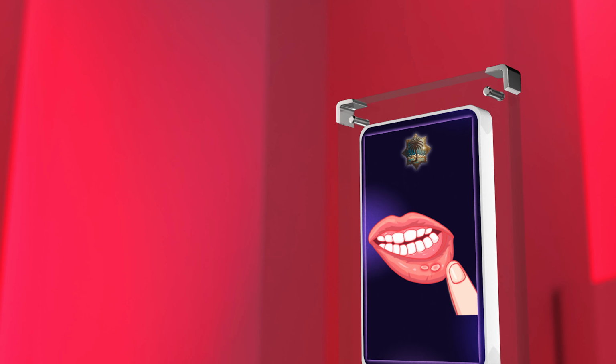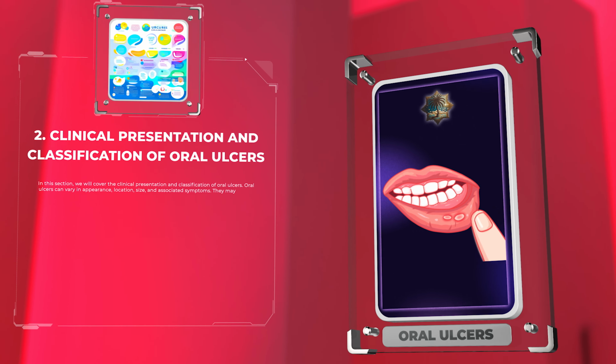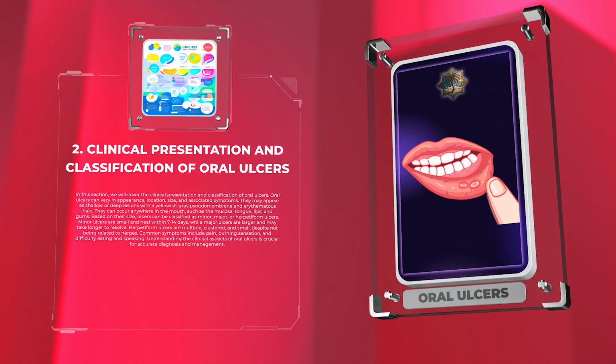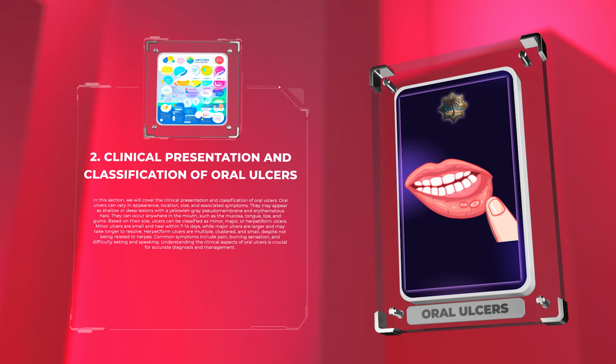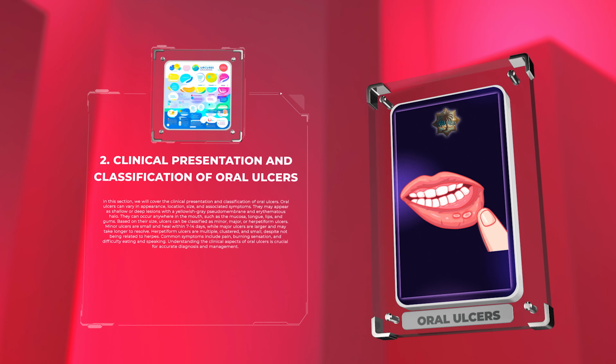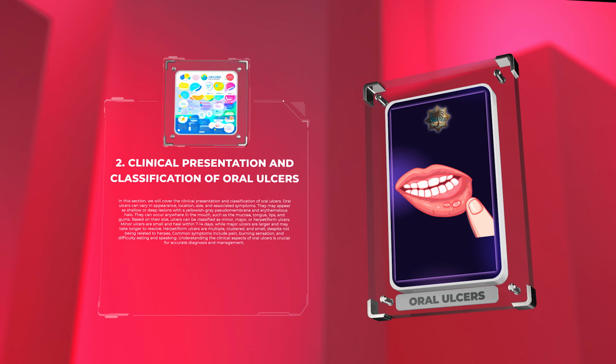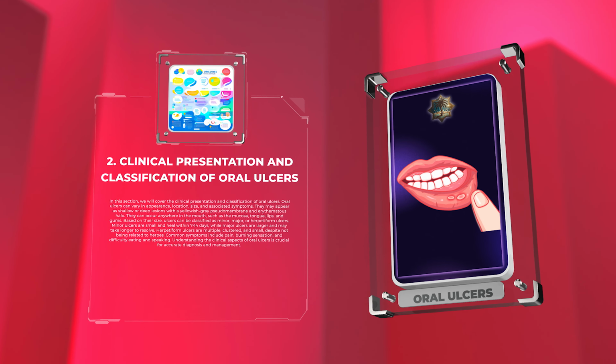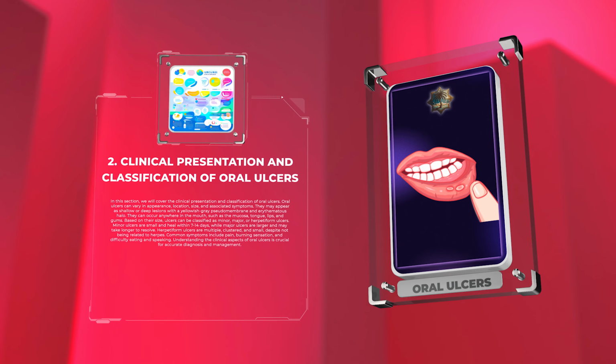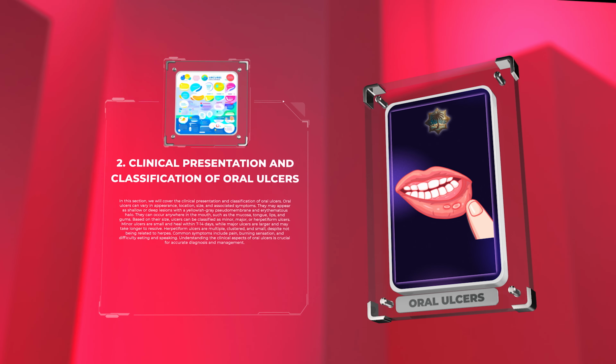In this section, we will cover the clinical presentation and classification of oral ulcers. Oral ulcers can vary in appearance, location, size, and associated symptoms. They may appear as shallow or deep lesions with a yellowish-gray pseudomembrane and erythematous halo. They can occur anywhere in the mouth, such as the mucosa, tongue, lips, and gums.